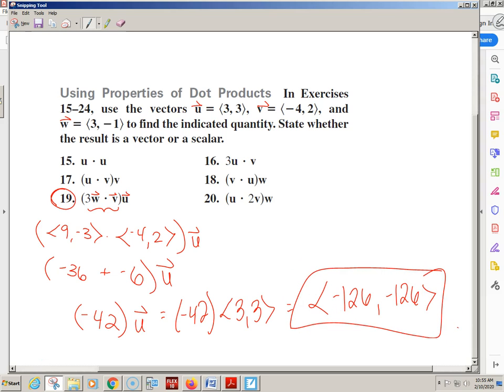Slow and steady wins the race. PEMDAS, start on the inside. Triple that W, dot product with that V, and then multiply.